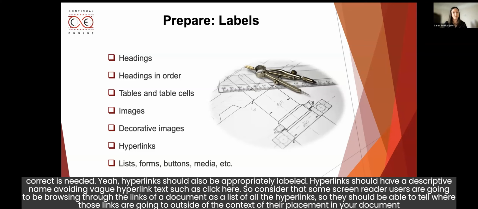Hyperlinks should also be appropriately labeled. Hyperlinks should have a descriptive name, avoiding vague hyperlink text such as "click here." So consider that some screen reader users are going to be browsing through the links of a document as a list of all the hyperlinks. So they should be able to tell where those links are going to outside of the context of their placement in your document.